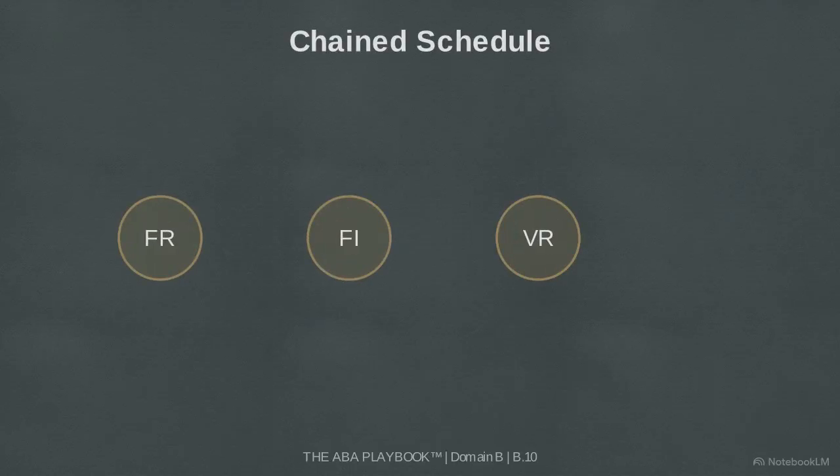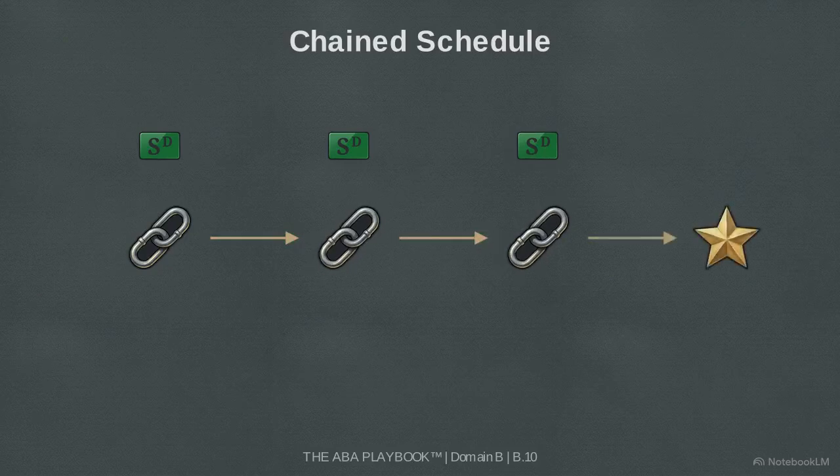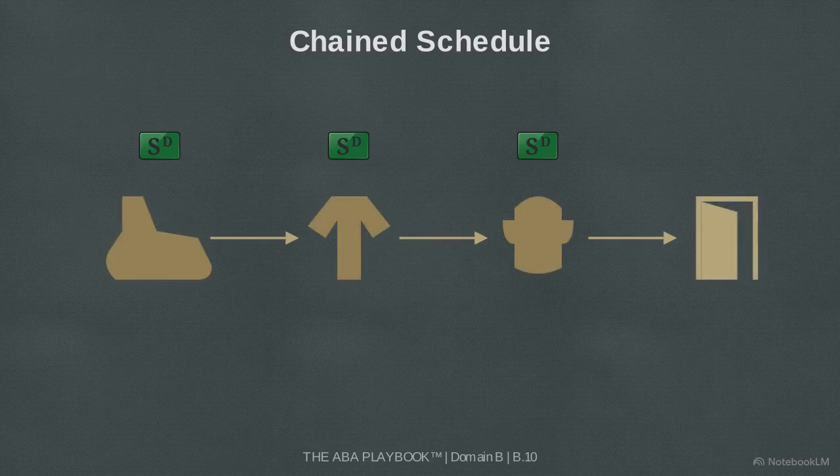Schedules can also be linked in a fixed sequence. Each link represents a task component. Completing one step serves as reinforcement for that behavior, providing the SD for the next. This is how complex routines are built. Completing one behavior, like putting on a coat, signals the next, grabbing a backpack, until the final reinforcer is reached.